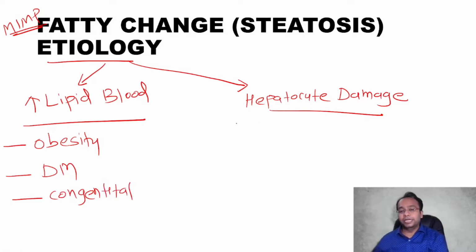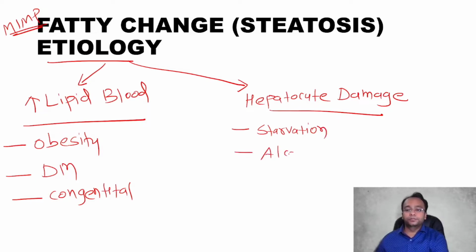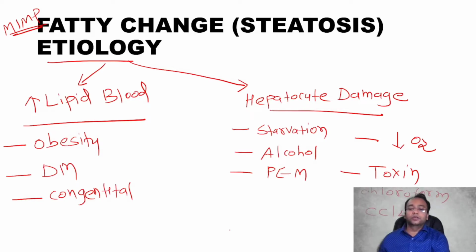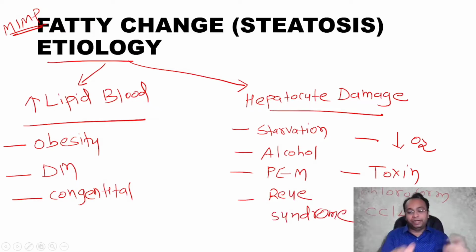All right. Now, why hepatocyte damage? Which mechanism leads to fatty change? The hepatocyte can be damaged in case of starvation, then alcohol, then protein energy malnutrition, then in case of less oxygen supply, anoxia, then it can be seen in case of certain toxins like chloroform, carbon tetrachloride. All these conditions can lead to hepatocyte damage, and so ultimately fatty liver. Another example is Reye syndrome, right? So all these are etiology for the development of fatty liver.